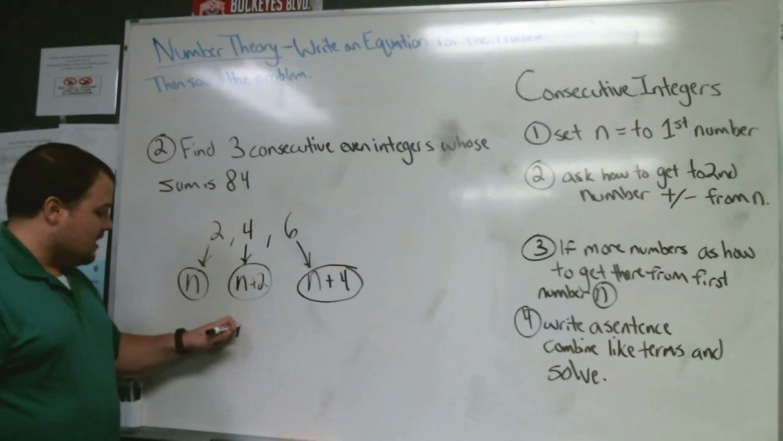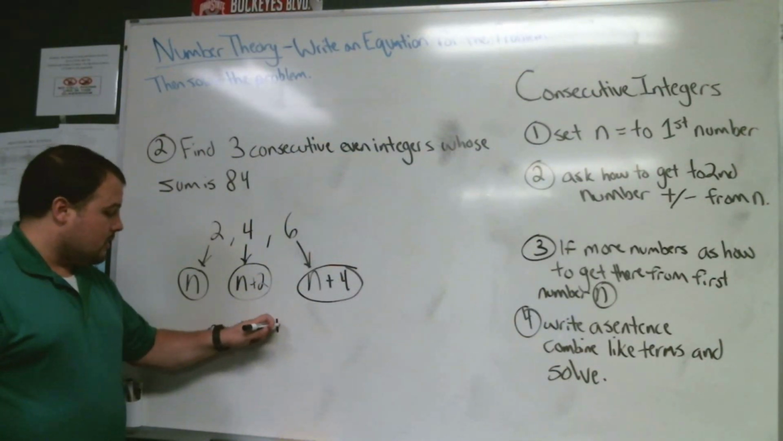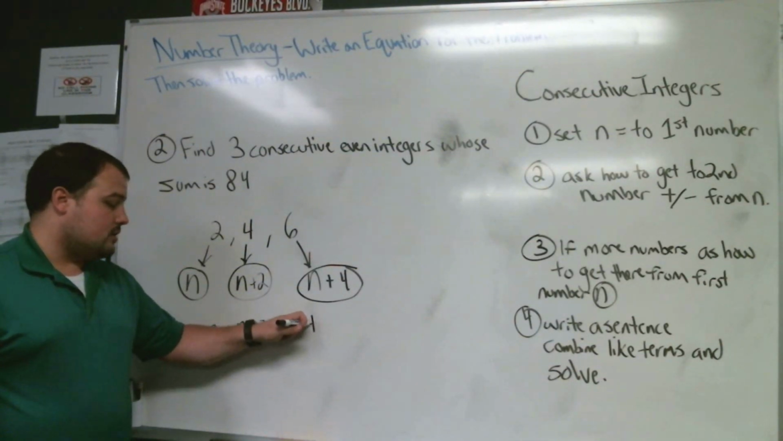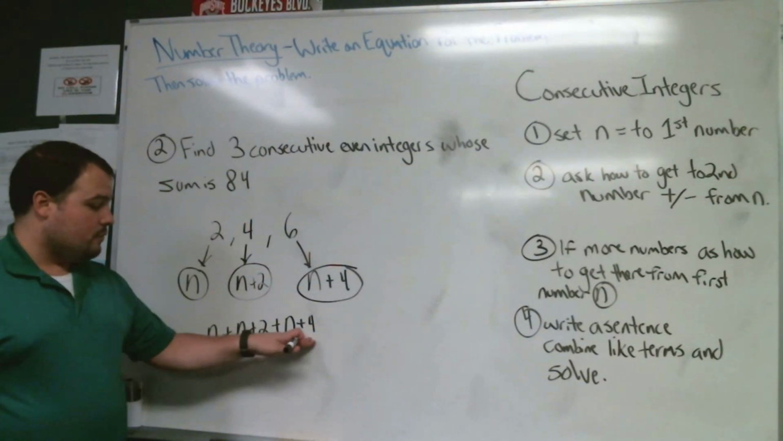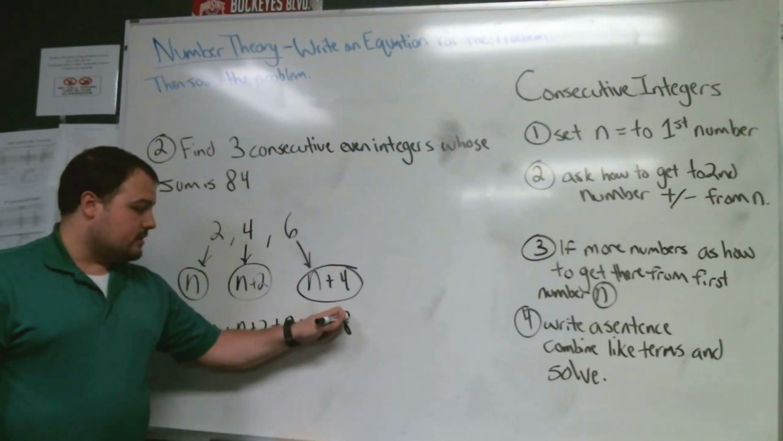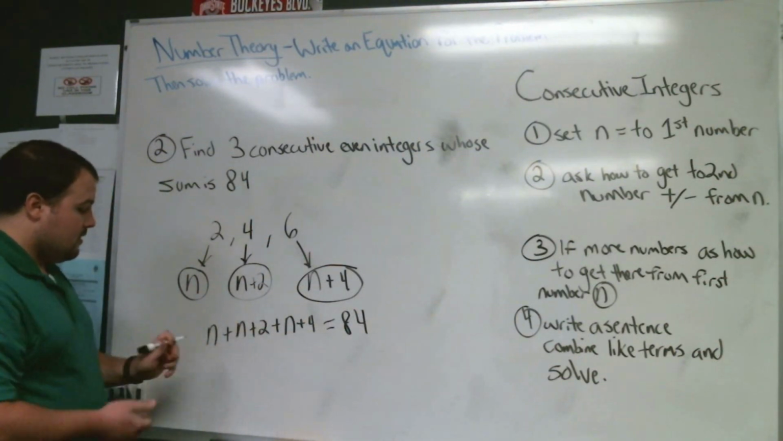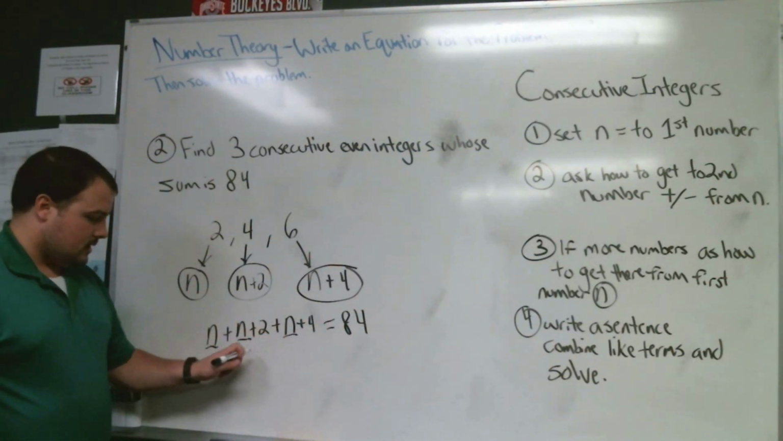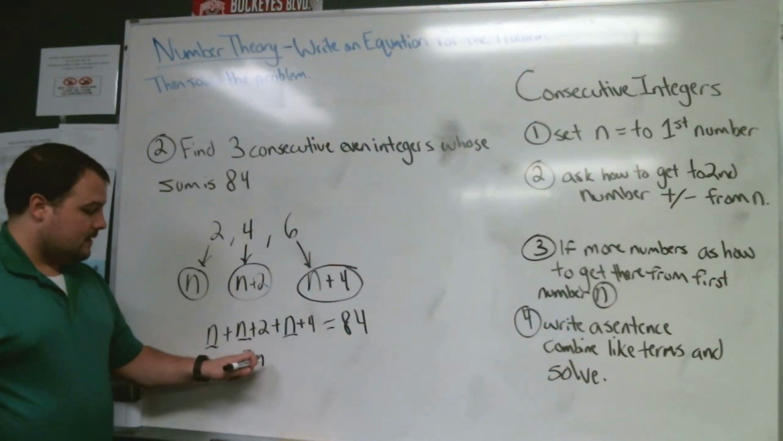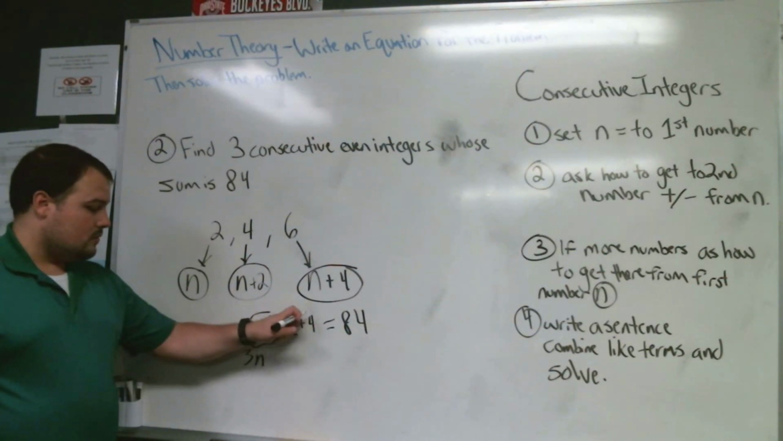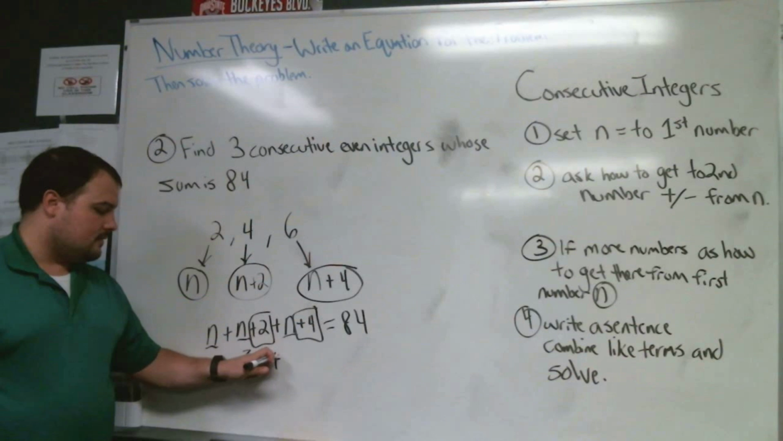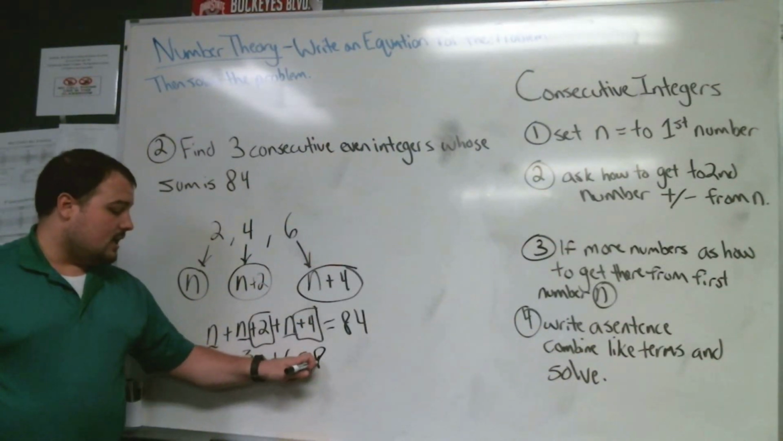n plus 2 plus n plus 4. So number 1 plus number 2 plus number 3 equals 84. We combine our like terms. 1n, 2n's, 3n's. So we have 3n's. We have 2 plus 4, that's 6, equals 84.